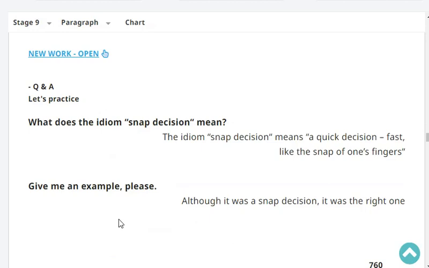The idiom snap decision means a quick decision, fast, like the snap of one's fingers. Give me an example, please.